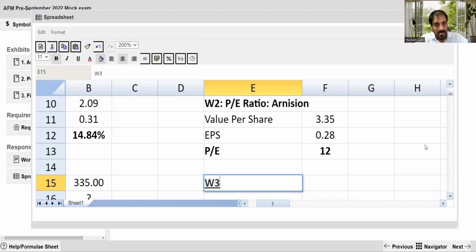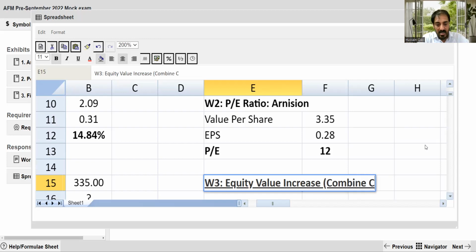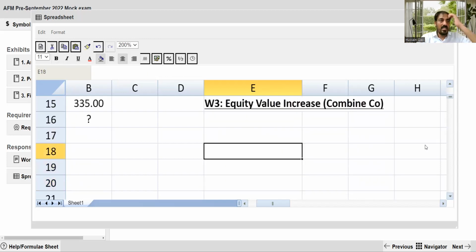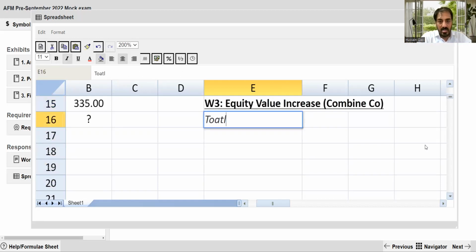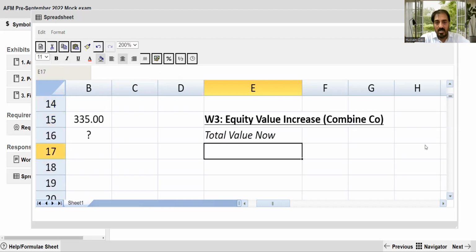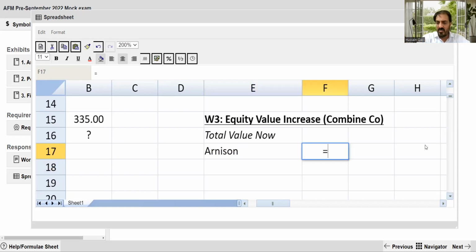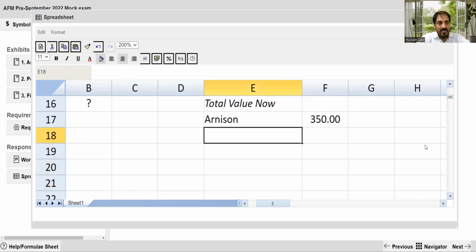Working 3: equity value increase in case of the combined company. It's simple. Total value now. What is the total value now? It's very simple, 3.35 into 100. That's already given, that's 335, calculated just before.